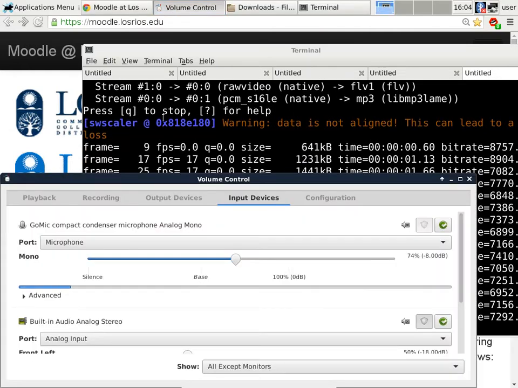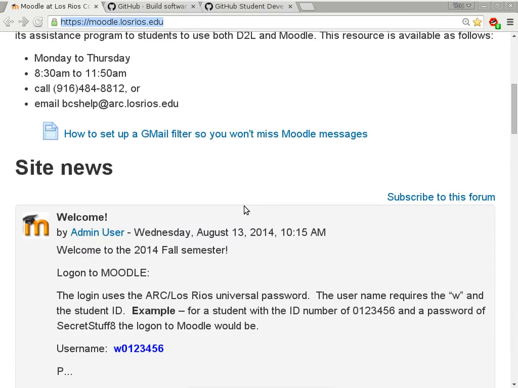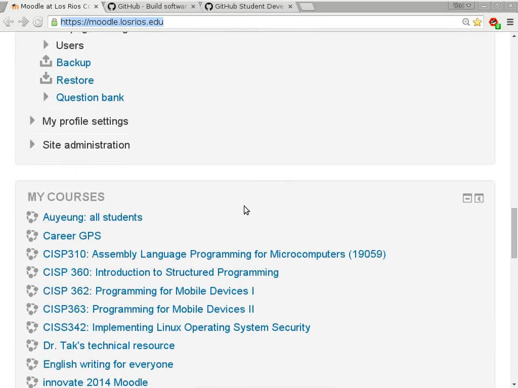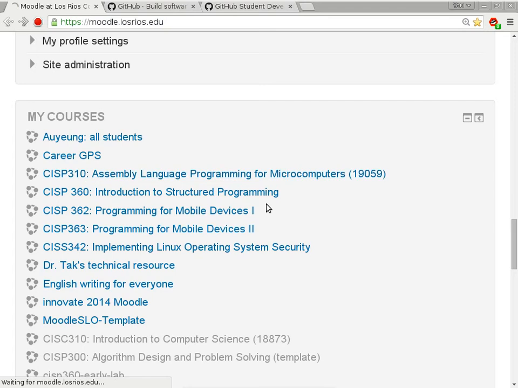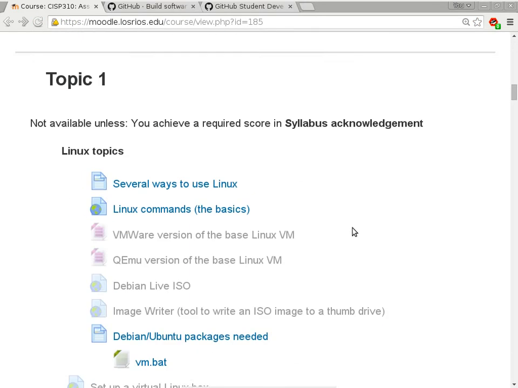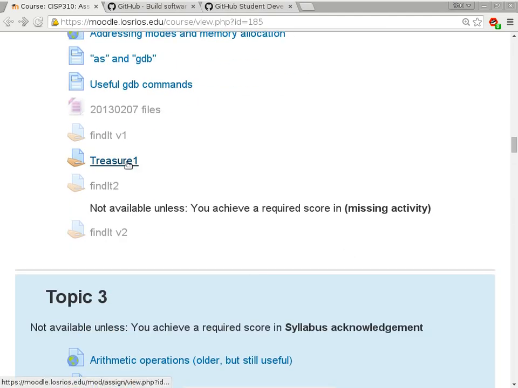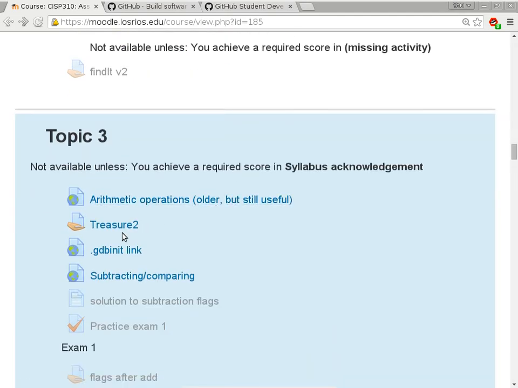All right, so let's double check. It is recording, and we can now go to the homework assignment. So this is CISP 310, and we are talking about Treasure 1. Treasure 1 is here, and Treasure 2 is already up.